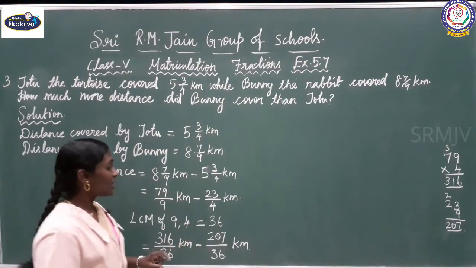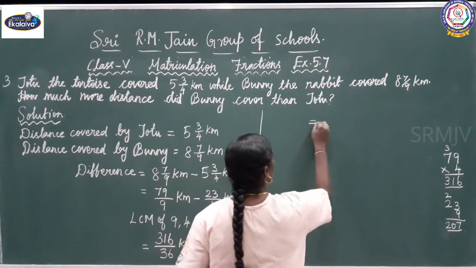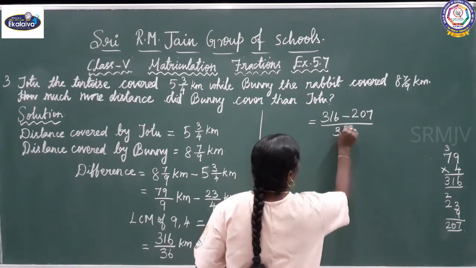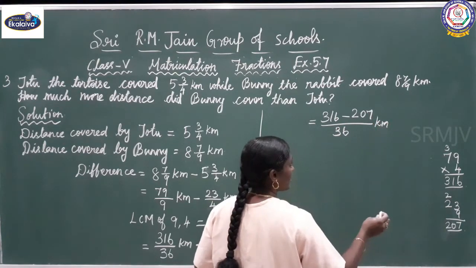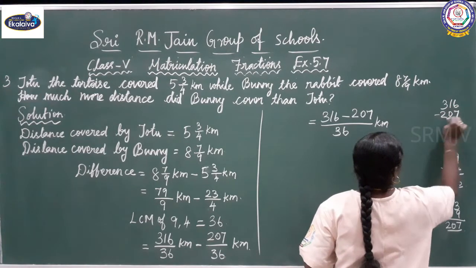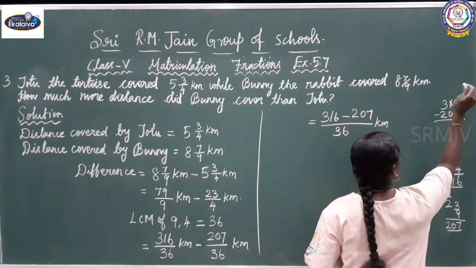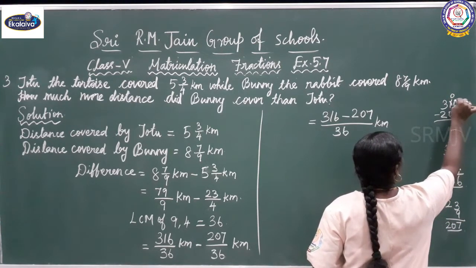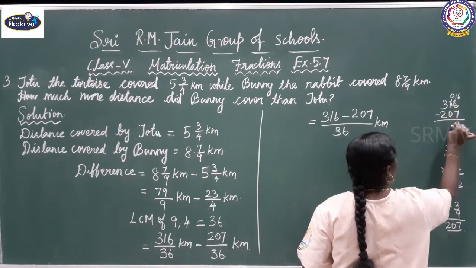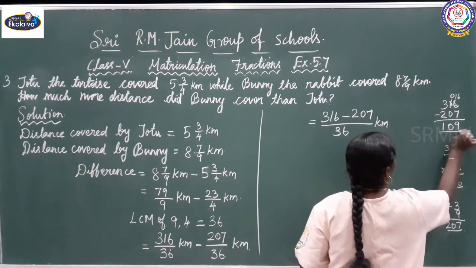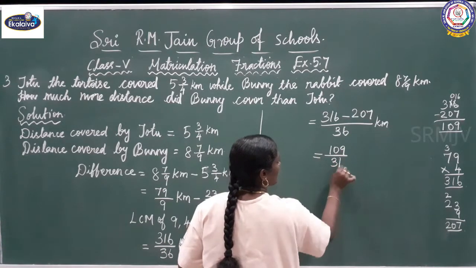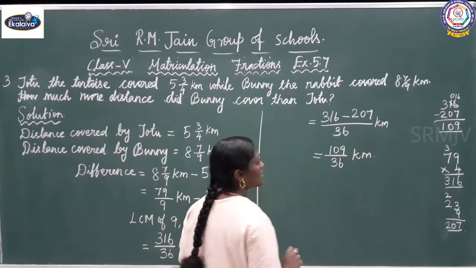Now we can subtract the numerators. So 316 minus 207 by 36 kilometer. Now we have to subtract 316 minus 207. Here 6 minus 7 we can't subtract. So we have to borrow. This 1 will become 0. 6 will become 16. 16 minus 7, 9. Here 0. 3 minus 2, 1. 109. 109 by 36 kilometer.